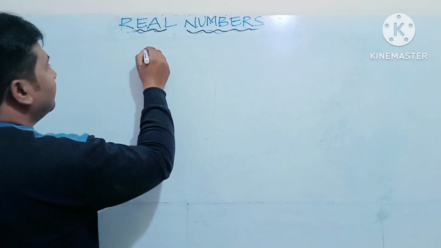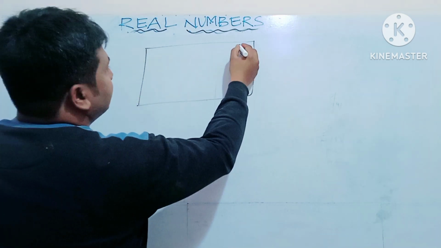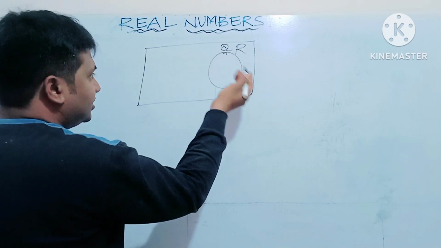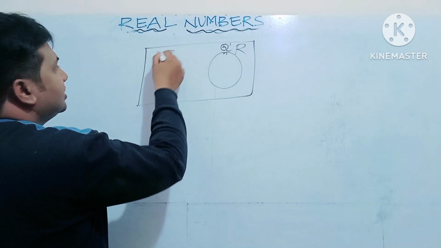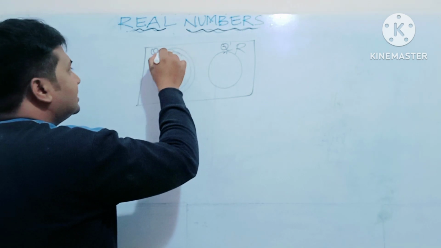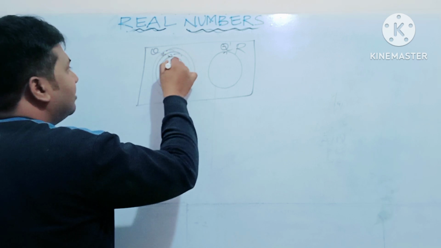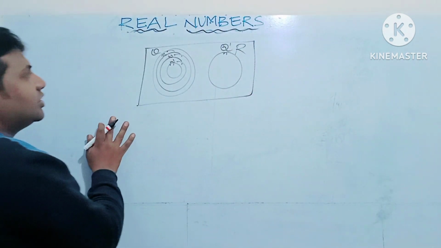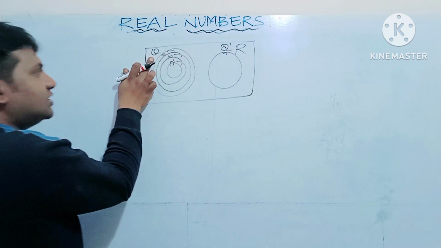A small Venn diagram. If you take this area as the Venn diagram of real numbers, then this area is Q dash, the irrational numbers, and this is Q, the rational numbers. Inside rational numbers, we have integers as Z, whole numbers as W, and natural numbers as N. Got it? So this complete union is called real numbers. Here Q dash is irrational numbers and Q is rational numbers.